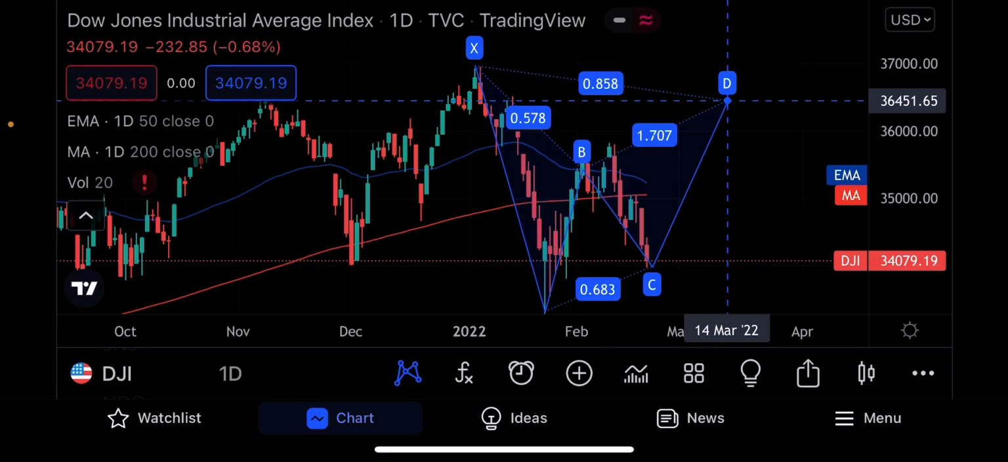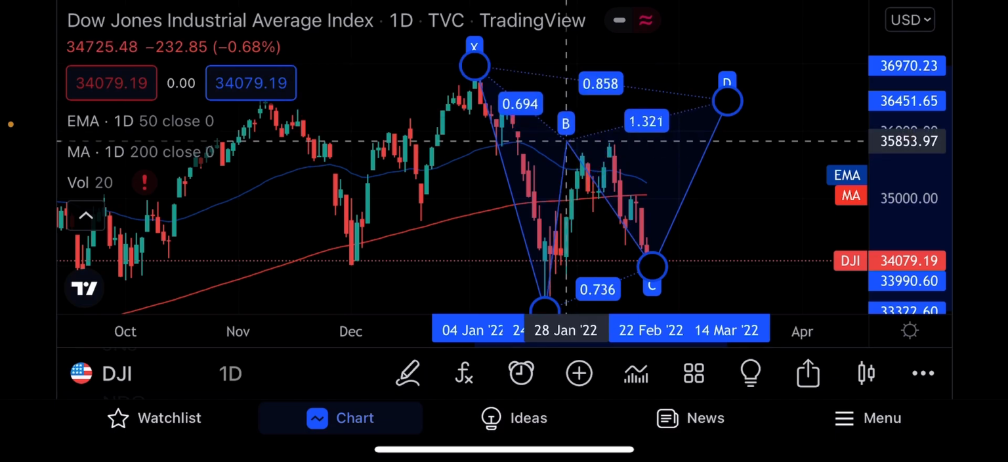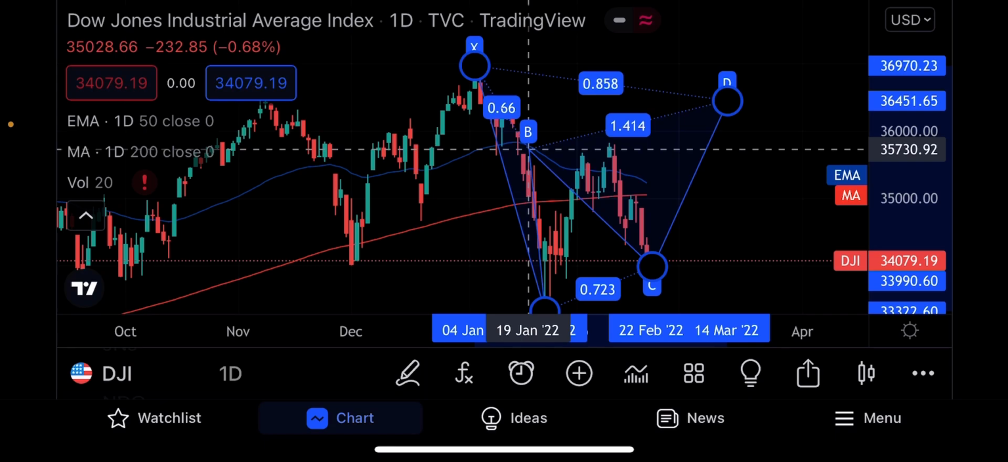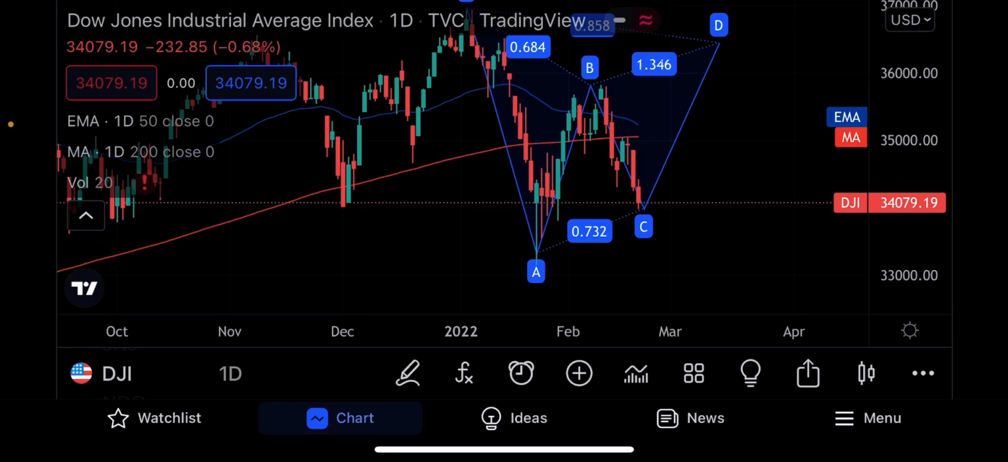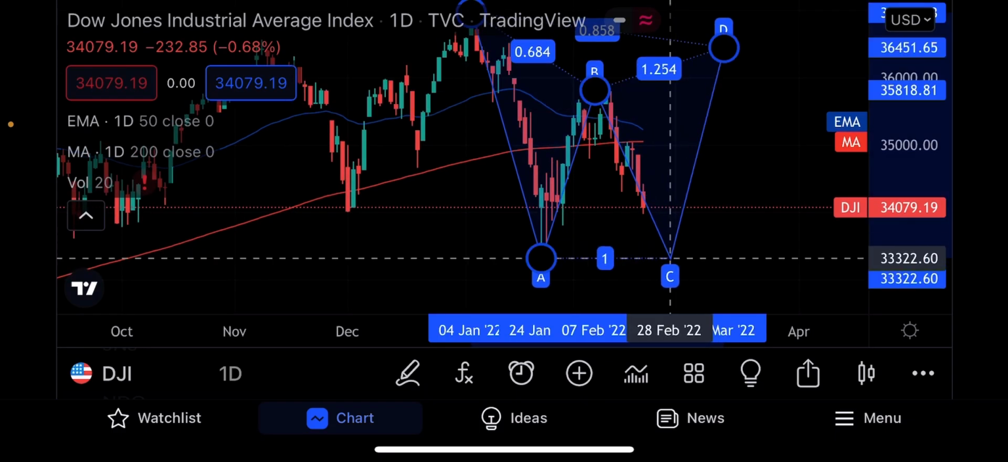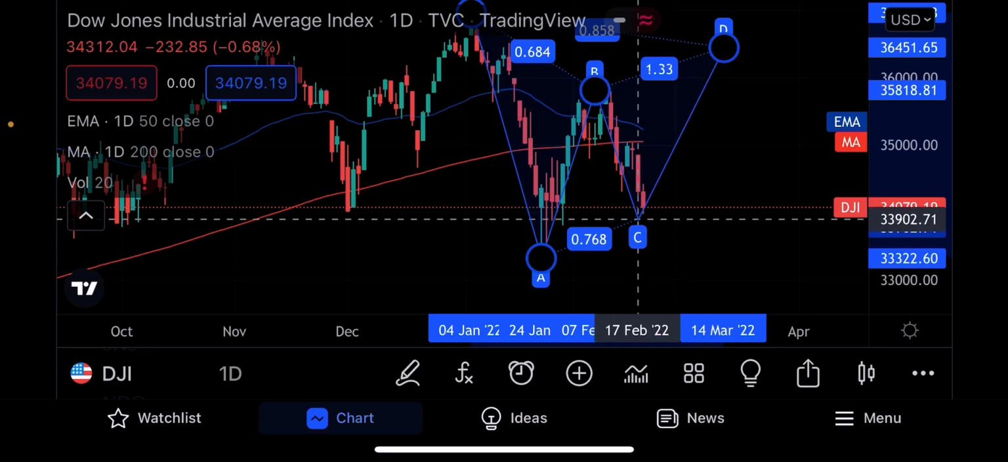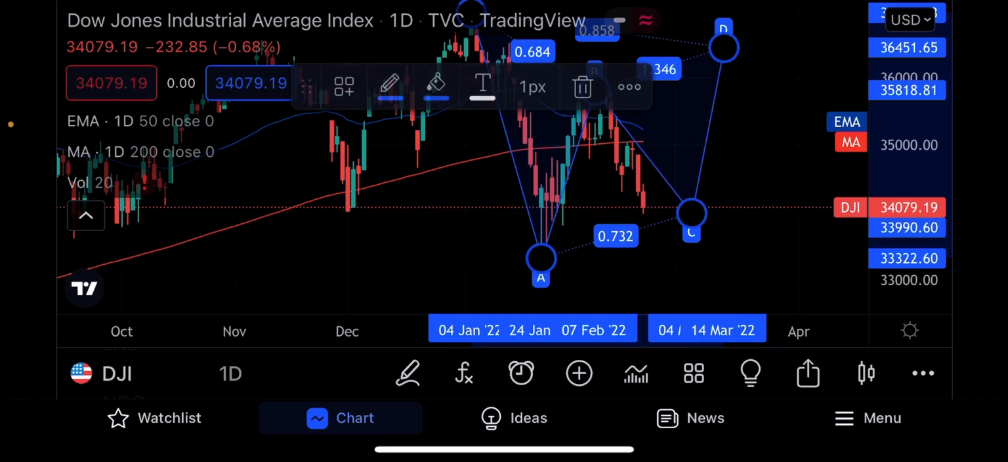But this pattern shows that if we move this B up to this one right here, we have a 68.4. That's a Gartley number from XA. Then it moves down to C. And that pattern is almost, well, right now, it's sitting at $73.2. So it's roughly 68%.